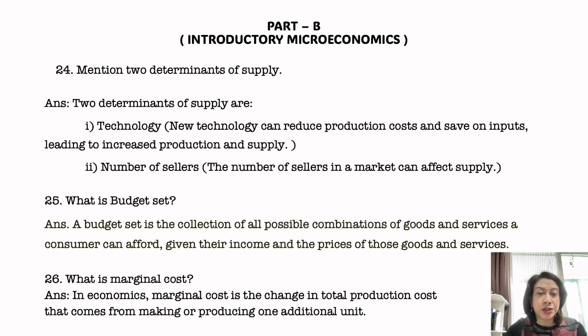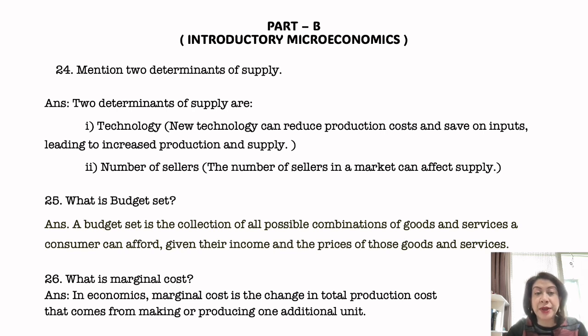Part B, Introductory Microeconomics. Question number 24. Mention two determinants of supply. There are many, you need to mention only two. Here I have mentioned two determinants, technology and number of sellers, and also given some explanation. New technology can reduce production cost and save on inputs, leading to increased production and supply. And number of sellers in the market can also affect supply.